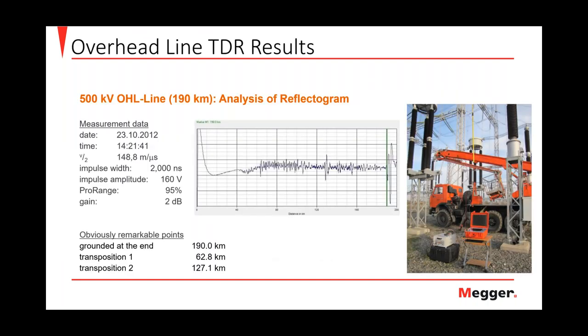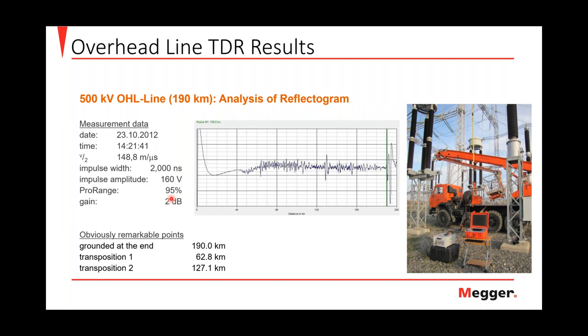Here is an overhead line TDR result for a 500 kV line that is 190 kilometers. So we've got three phases there. And what we can see with this, interestingly, is the propagation velocity. So the unit is transmitting it and it's calculating it based on 148.8 meters per microsecond. We can see our impulse width. It is 2000 nanoseconds. Our amplitude on this unit was 160 volts.